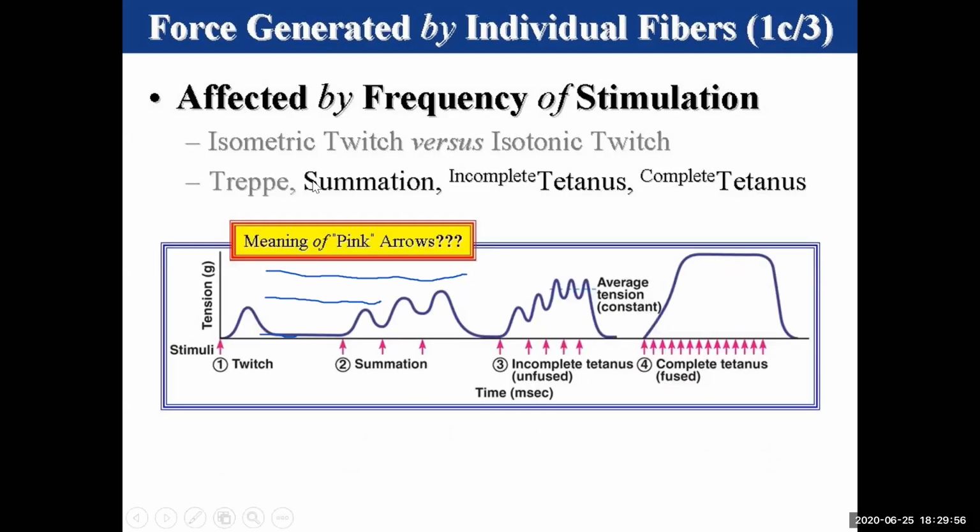And the next one is the summation. So when the muscle contracts, the contractions can be added to one another. So this is a single contraction, the twitch. Summation, so you have a jerky movement in your limbs. So that's summation. The next level is incomplete tetanus.